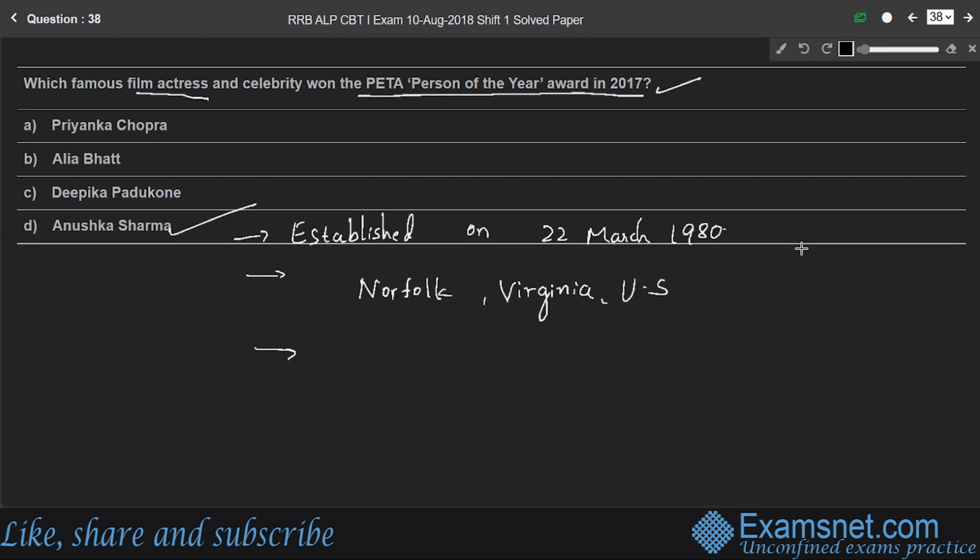So in 2017, Anushka Sharma won this award. Whereas the Indian cricket team's ex-captain Virat Kohli was named People for the Ethical Treatment of Animals India's Person of the Year for 2019. Recently, the Chief Minister of Odisha, Naveen Patnaik, has been conferred with the Hero to Animals Award by PETA India for feeding animals during the lockdown in India. Therefore, for the given question, option D is the right answer.